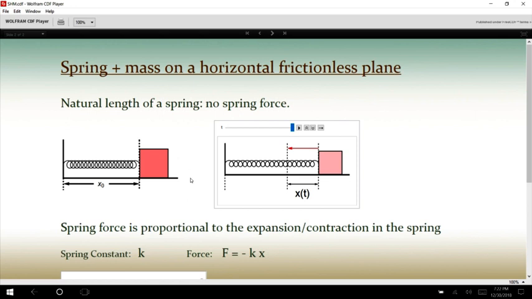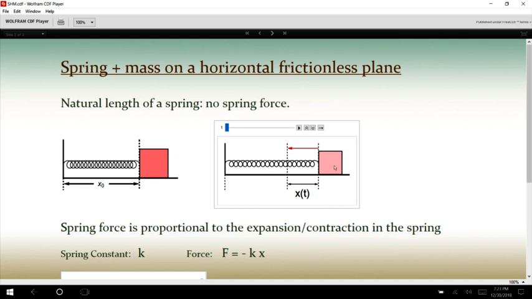Now consider a situation which is shown in the right-hand side figure. I have pulled the block, which is connected to the spring, a little bit to the right. So initially, I've given the spring an extension of an amount x. In this situation, if you go back to our lectures on Newton's laws and their applications, then the spring, because it's extended, is now exerting a force on the block.